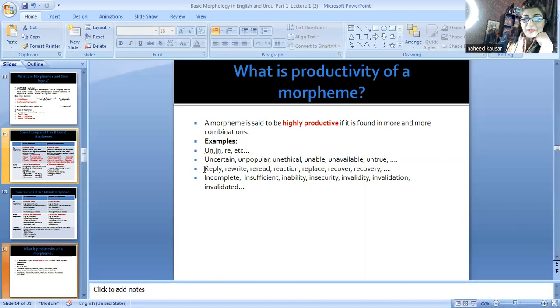The next examples are reply, rewrite, reread, reaction, replace, recover, recovery, incomplete, insufficient, inability, insecurity, invalidity, invalidation, invalidated.